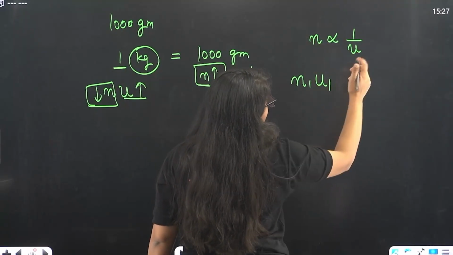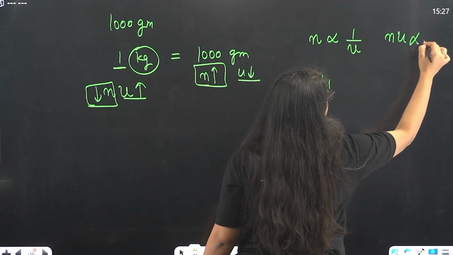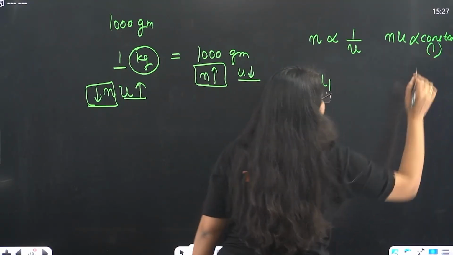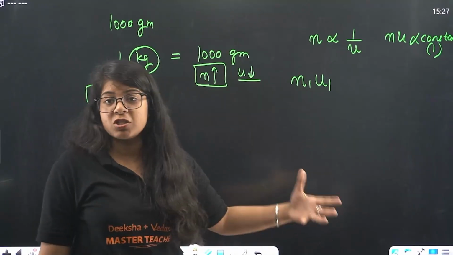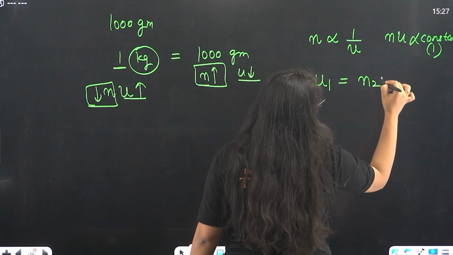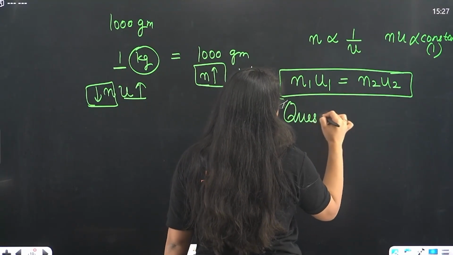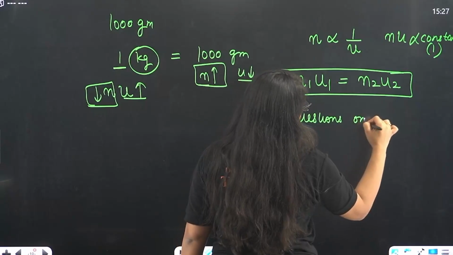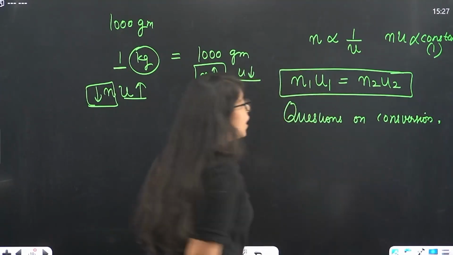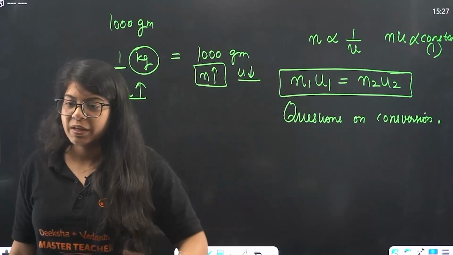So number is inversely proportional to the unit beta, and on this you will get N1 U1. If I multiply this, I will get NU proportional to a constant, and here this constant is 1. Constant means that the value is not changing. So you will get a very important formula, N1 U1 equals N2 U2. And here you will see the questions on conversion. Still we are not doing that because it's a higher topic, but you just get the gist of it, the idea of what we are trying to do, right?